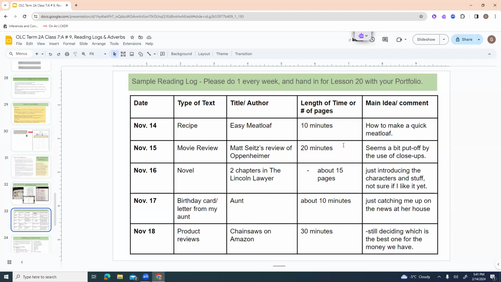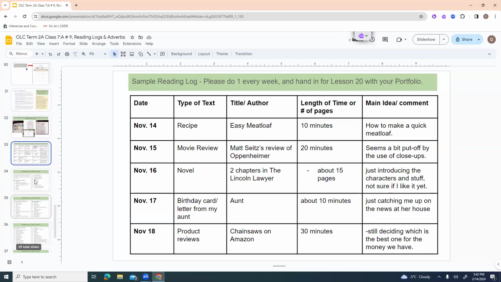Length of time, 10 minutes, 20 minutes, 15 pages, 10 minutes, or 30 minutes. I find minutes is easier to track, but that's just me. And then main idea or comment: how to make a quick meatloaf. Seems a bit put off by the use of close-ups. Just introducing the characters and stuff. I'm not sure if I like that book. Just catching me up on the news at her house, and still deciding which is the best one for the money we have. So it doesn't need a whole lot of information. It's just a matter of getting you to start noticing the reading that you're doing in your everyday life.